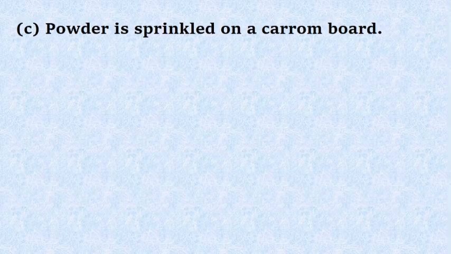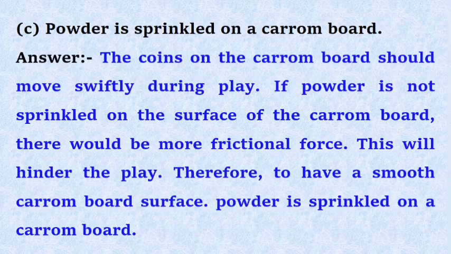C. Powder is sprinkled on a carom board. Answer. The coins on the carom board should move swiftly during play. If powder is not sprinkled on the surface of the carom board, there would be more frictional force. This will hinder the play. Therefore, to have a smooth carom board surface, powder is sprinkled on a carom board.